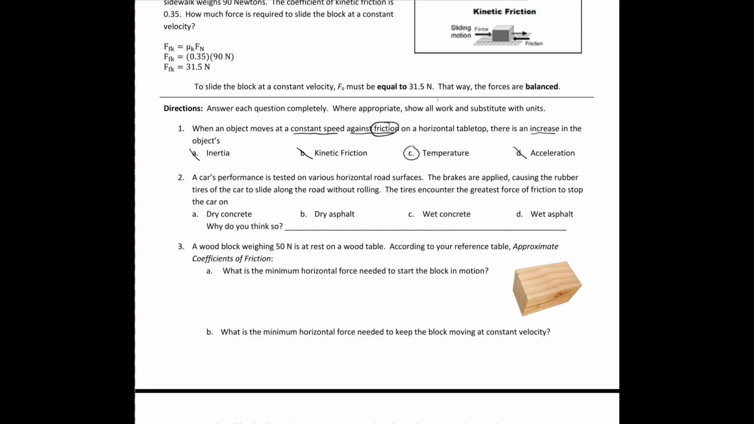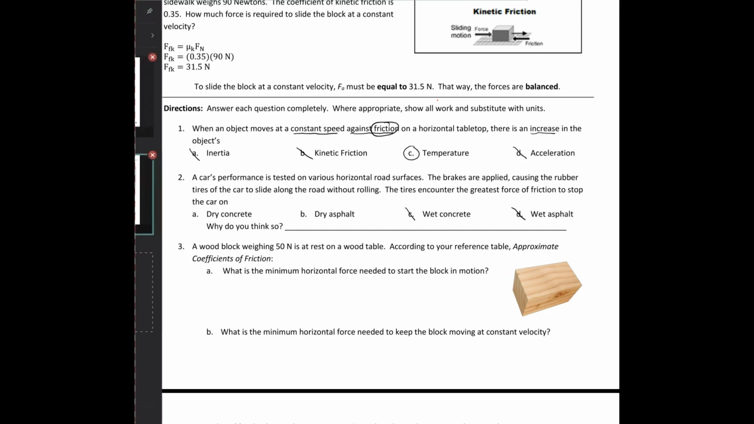All right. We could probably eliminate a couple things already just from common sense and real world experiences. Anytime the road is wet or if it's covered in ice, it's not going to have as much traction. You're not going to have as much friction between your tires and the road. So if we want the greatest force of friction, we want dry roads. Now, is it dry concrete or dry asphalt? You can't just guess. You have to look in the reference table.